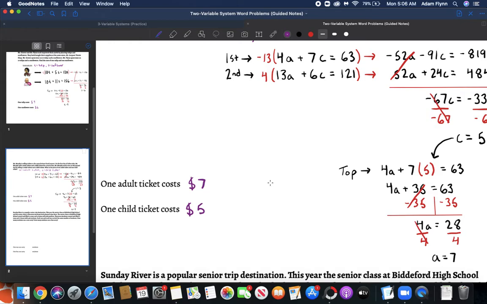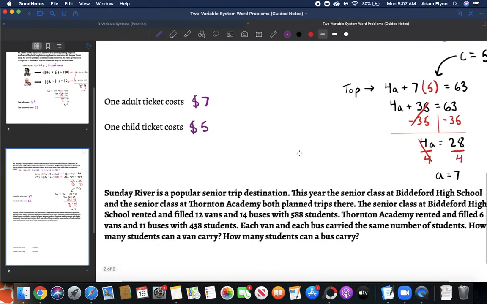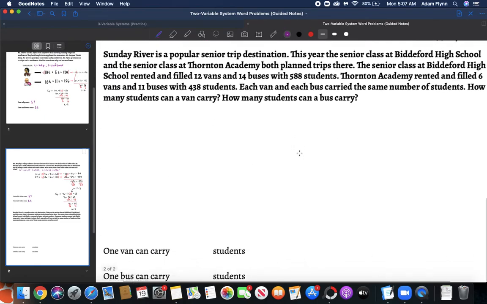Okay, so not only did we learn how to solve a two-variable system word problem, we also learned a valuable lesson about making sure we're copying down our equations correctly and plugging the numbers in appropriately. So make sure we're always going back and double checking our work. Another thing we could do is plug our 7 in for A and our 5 in for C into the top and bottom equation, and we should get 63 equals 63 up top, and 121 equals 121 down bottom. Just another way to check your work. Okay, so I'm going to scroll down.